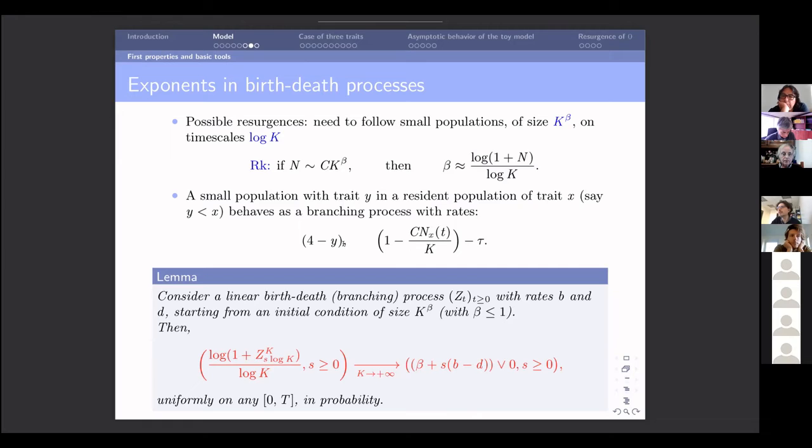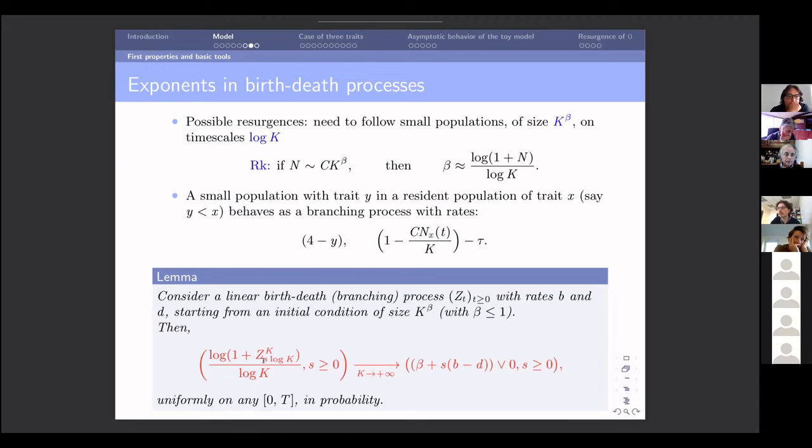And so it makes sense to look at the dynamics of an exponent beta for branching processes. So this is what this lemma gives. I consider a linear birth and death branching process Z_t, with some birth rate b, some death rate d, for example these ones. And I assume that it starts with some K to the beta.